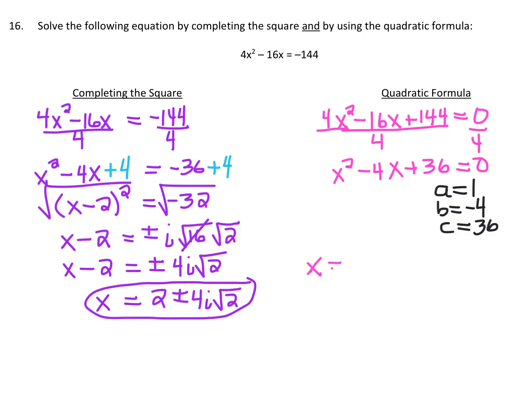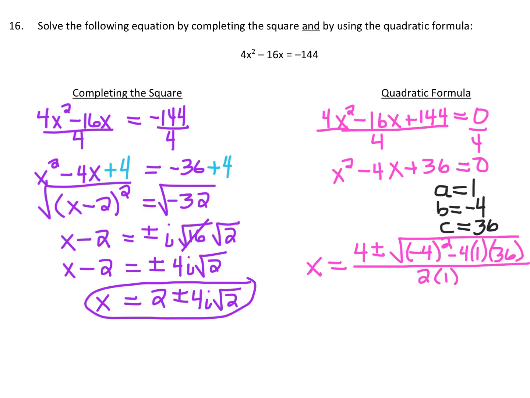All right, so x equals negative b, so it would be positive 4, plus and minus the square root of b squared, so negative 4 in parentheses squared, or if you prefer to just write 16, you can. That way you don't have to worry about the parentheses. And then minus 4 times a, which is 1, times c, which is 36, over 2 times a, so 2 times 1. All right, so that gives us x equals 4 plus and minus. You have to just figure out what this is equal to underneath the radical. So 16 minus 4 times 1 times 36 gives us negative 128. And that's going to be all over 2.